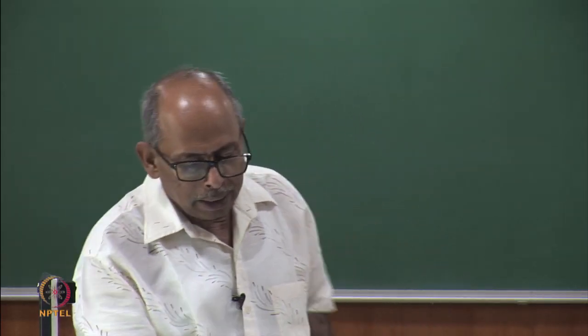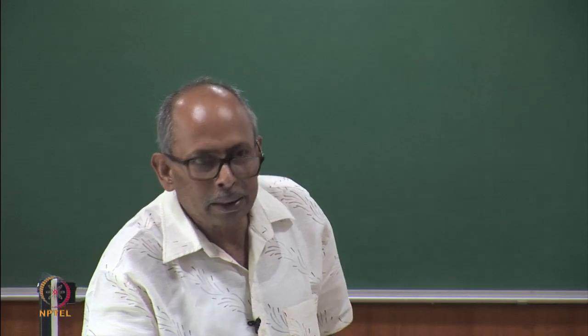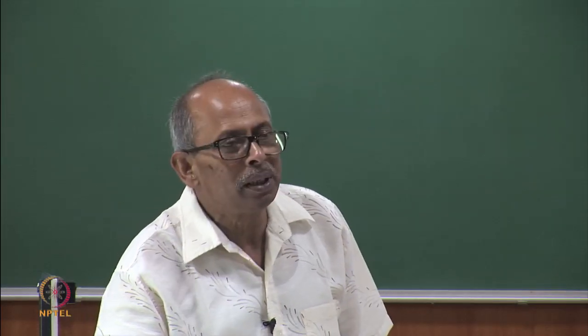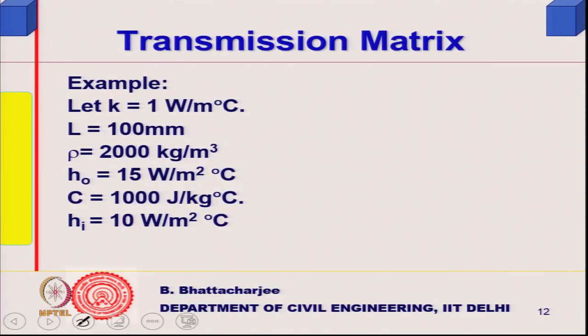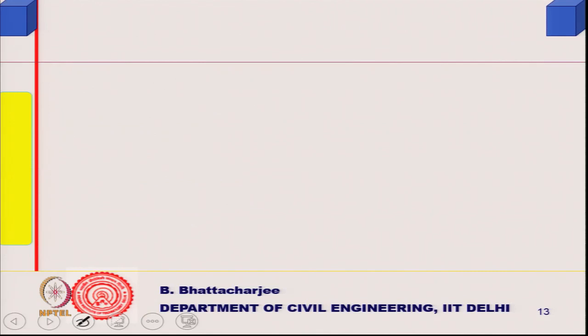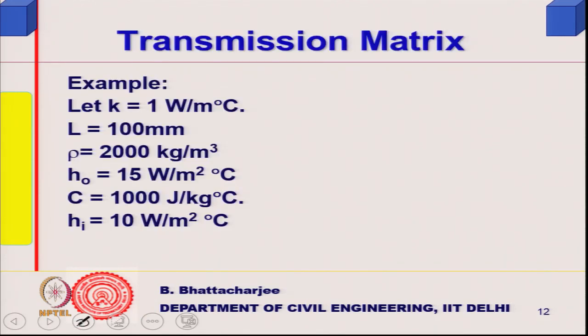So, let us say a simple example: thermal conductivity 1 watt per meter degree centigrade, L is 100 mm, rho is 2000, I have deliberately put it in figures so that it is easy. H is 15 watt per meter square degree centigrade, density was 2000, specific heat is 1000 joules per kg, Hi is 10 watt per meter square degree centigrade. So, it is a simple problem, and we want to calculate the matrix.